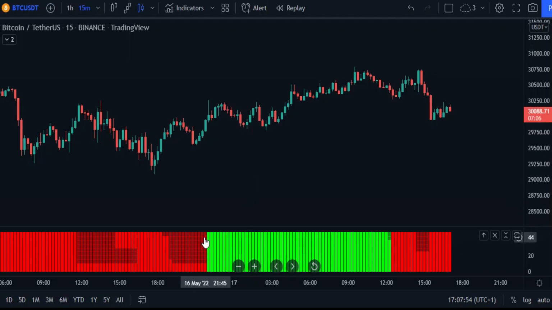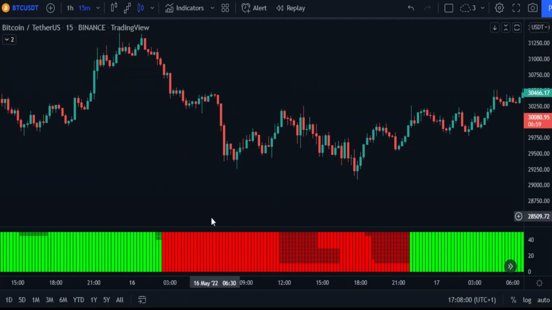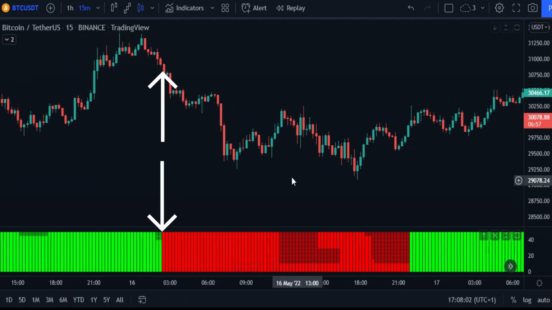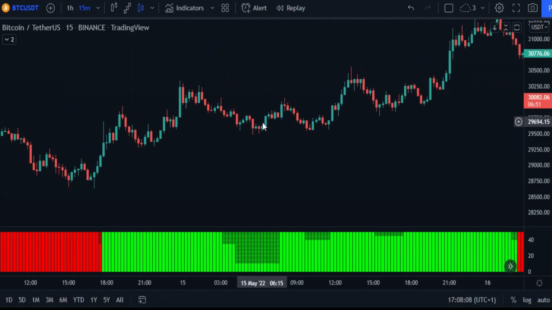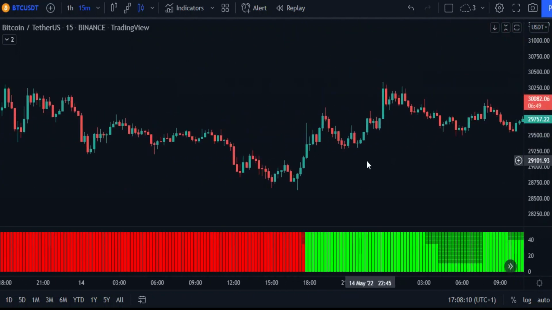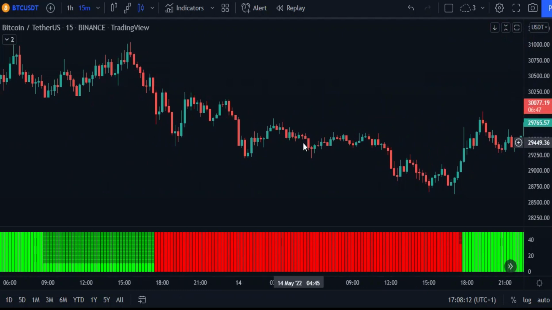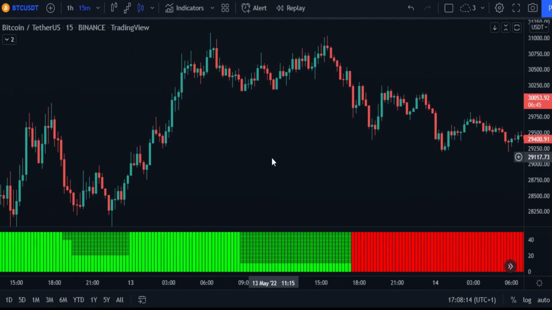When the green area appears, it means that there is a high probability that the trend will be an uptrend. Conversely, when the red area begins to appear, it means that we are likely to have a downtrend during the upcoming candles. As we can see, this happened constantly. The green zone appears, and we have a bullish trend. And when the red area appears, we will have a downtrend.